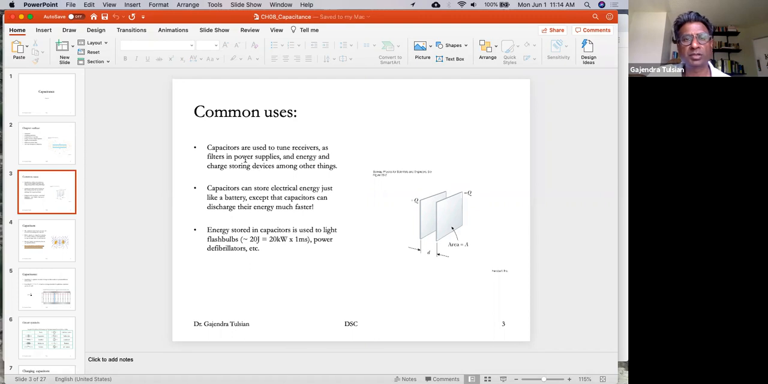Capacitors are used in tuning circuits, as filters, in power supplies, and as energy storing devices. Okay, so those are some of the uses of capacitors.